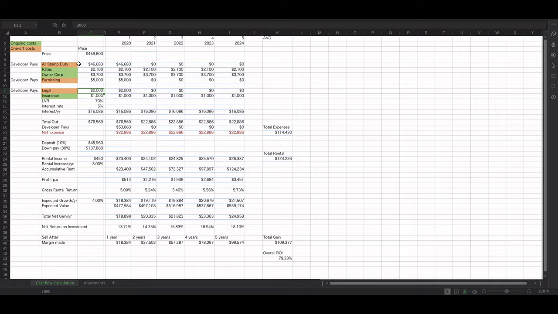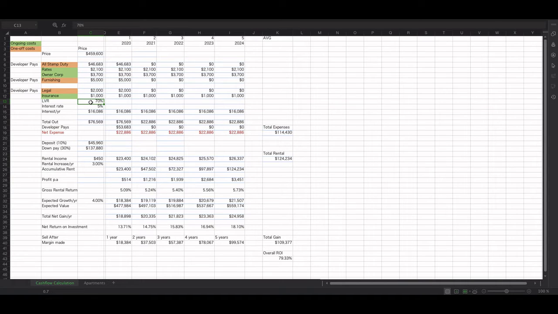So the ones in green are the ongoing costs. So the council rates, water rates, the owner's corp per year, and also the insurance. We're looking at close to $1,000 a year in terms of insurance, contents insurance, fire, theft, and things like that. Okay, and the orange are the one-off costs. So you only pay the legal fee once, the furnishing once, and the stamp duty once.